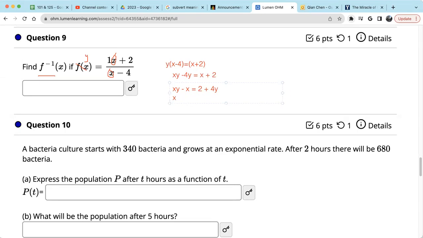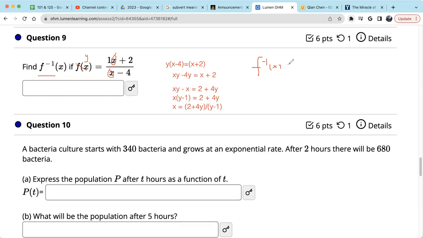Now, on the left-hand side, I can factor out x. So x times y minus 1 equals 2 plus 4y. Now I divide by y minus 1 on both sides. So x equals 2 plus 4y divided by y minus 1. So that's my inverse function. Then I change my notation. I change x to be f raised to negative 1 of x.